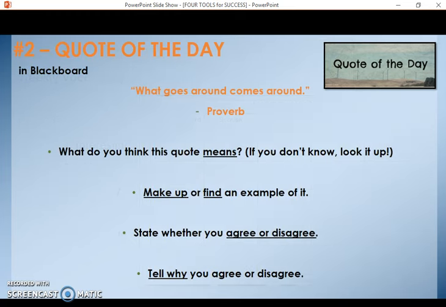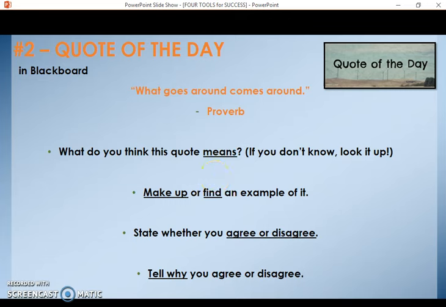Number 2, every time that you come to class, the first thing that you'll see on the board when you log in is a quote of the day or a question of the day. So for instance, and this is one that we've all heard before: what goes around comes around. All right. And that's a quote. That's a proverb, meaning it's been passed down by mouth, right? From generation to generation. And you'll answer four main questions.